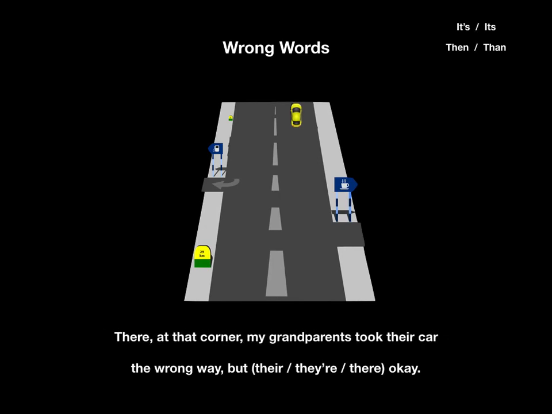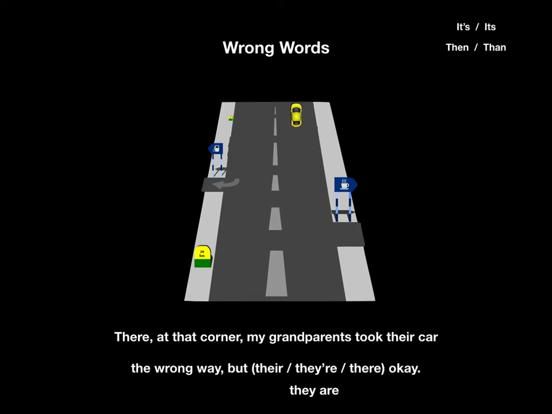Let's now look at the final example. But they're okay. Here again, we are not referring to direction, nor are we referring to possession. Rather, it appears as if we are using the form they are.